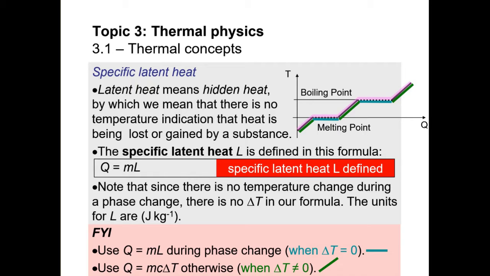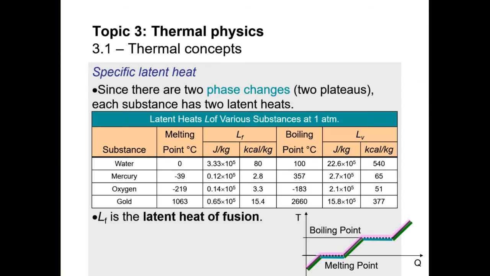For example, melting or boiling, or condensation or freezing. Use Q equals m c delta T otherwise, when delta T is not equal to 0. Since there are two phase changes, each substance has two latent heats. One is L_F, the latent heat of fusion, and L_V, the latent heat of vaporization.